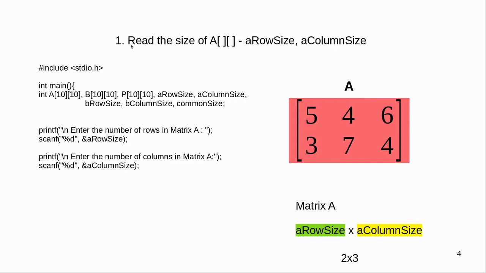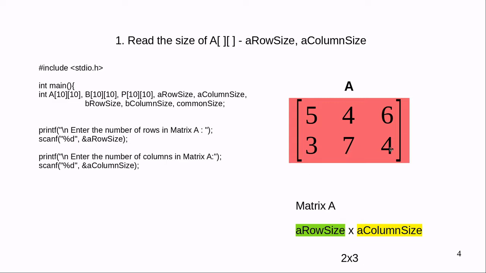So the first step is to read the size of matrix A. Say, if this is the matrix that the user is planning to enter, let's see what the size of it is. Here we have two rows. The first row has elements 5, 4, 6 and the second row has elements 3, 7, 4. So the number of rows here is 2. And what about the number of columns? The number of columns is 3: 1, 2 and 3.